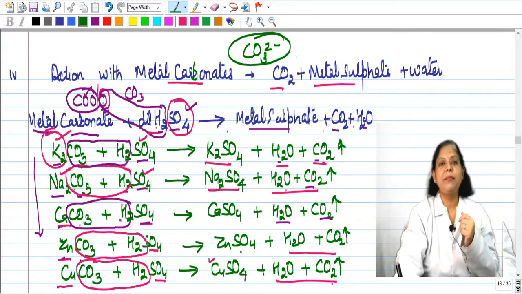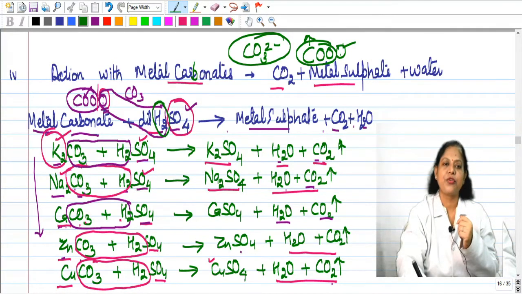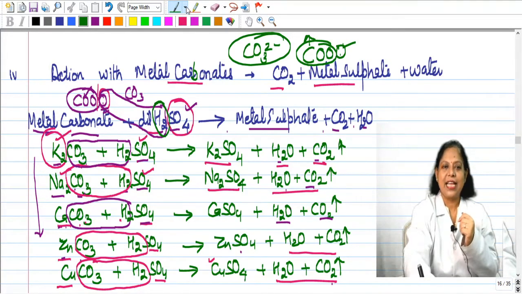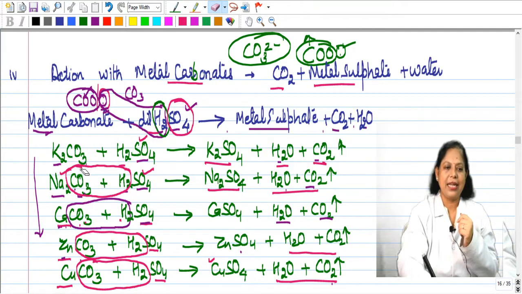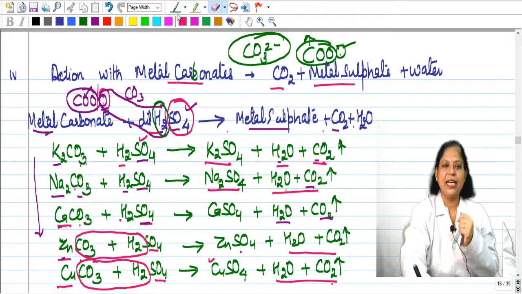So carbonate means it has got one carbon and three oxygen. So out of this is what? Carbon dioxide. So it releases carbon dioxide and this oxygen is left. So this oxygen combines with the hydrogen of sulfuric acid and forms water. So let's see the reaction. Okay, let me just erase this so that this becomes a little clear. Okay, right, now it is clear.